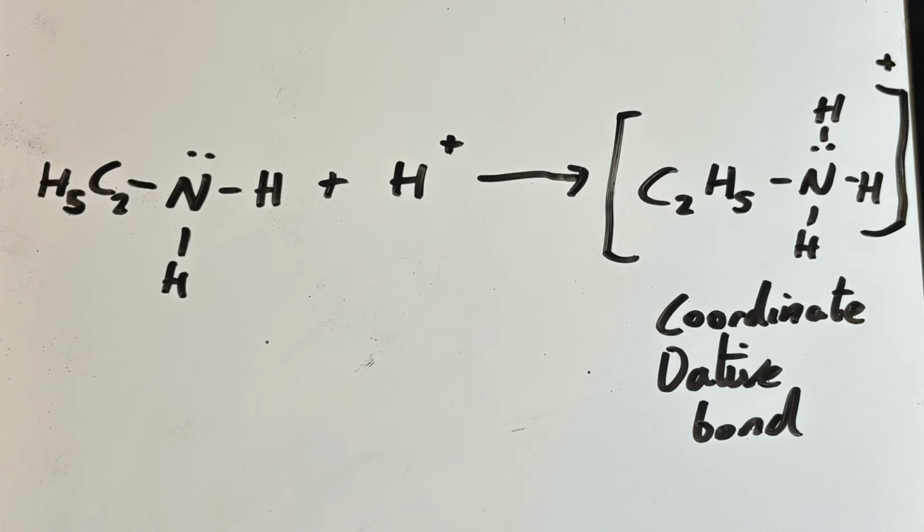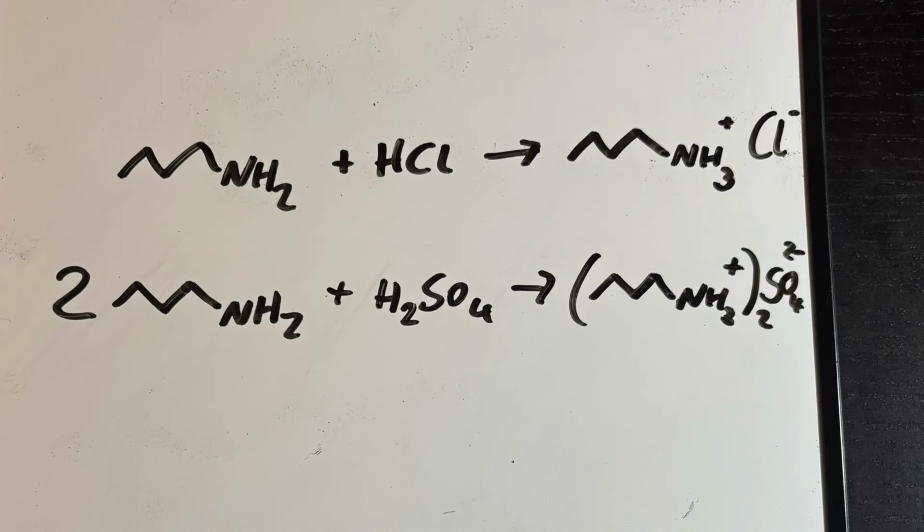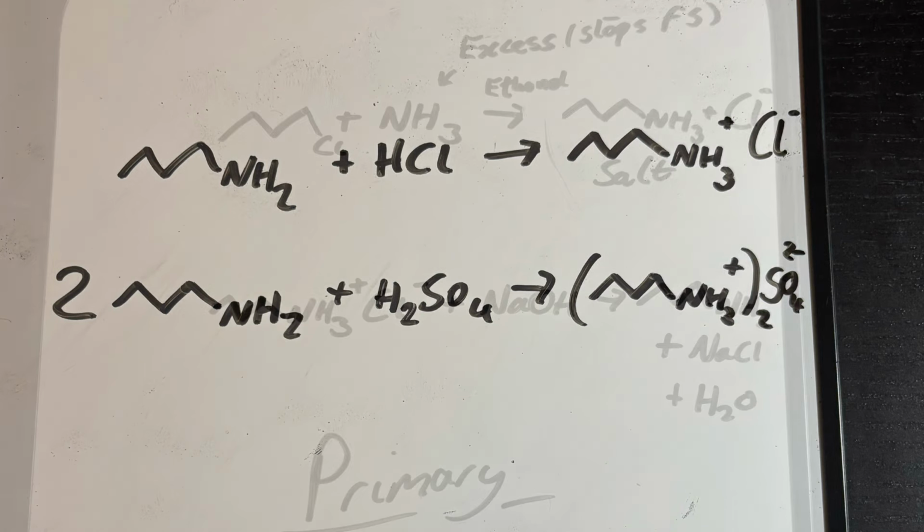Now, you can create quaternary amines, and this works off a coordinate or dative bond, and it creates a positive ion. Reacting an amine with an acid gives you a positive ion and that negative ion from the acid.